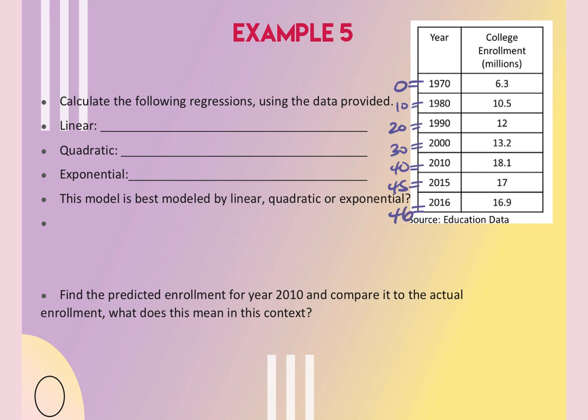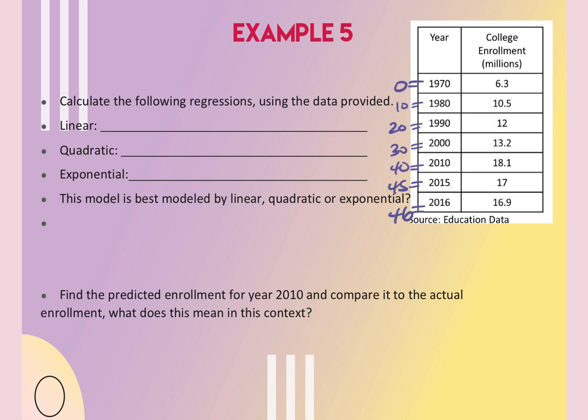And then you're going to put all the information in. So I go into my edit. 0, 10, 20, 30, 40 is already there. So I add 45 and 46. And now we're talking about college enrollment in millions. Just keep it in millions. So 6.3, 10.5, 12, 13.2, 18.1, 17, 16.9.